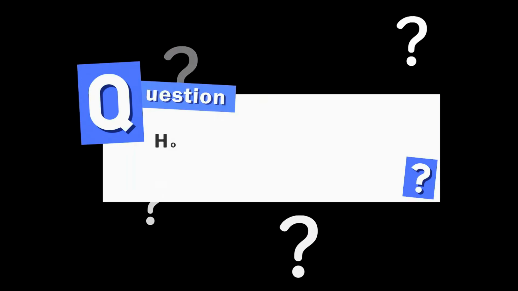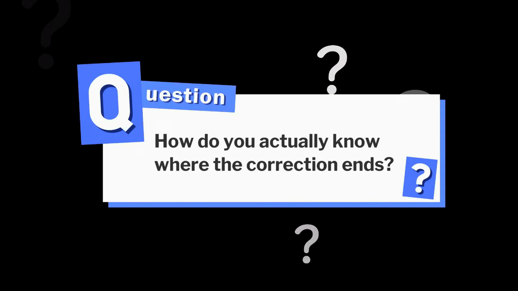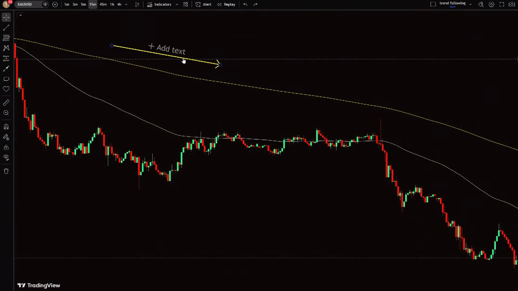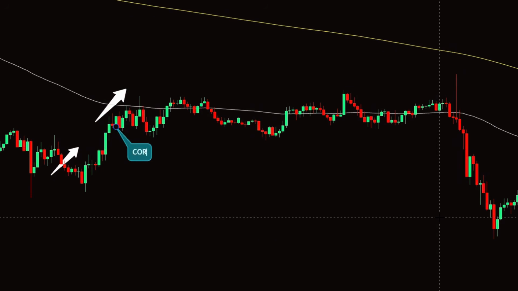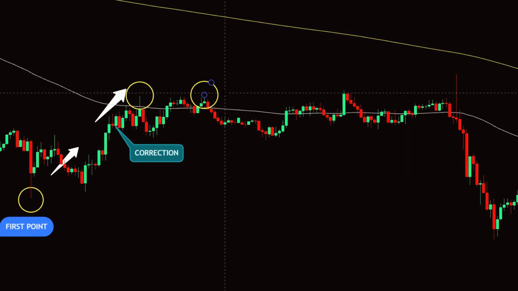Now the question most traders struggle with: how do you actually know where the correction ends? Because without that, you can't even place your Fibonacci correctly. Let's break it down using a downward example. Price pulls back toward the moving averages, forming a correction wave. But inside that move, you'll see multiple smaller highs. The question is, which one matters?